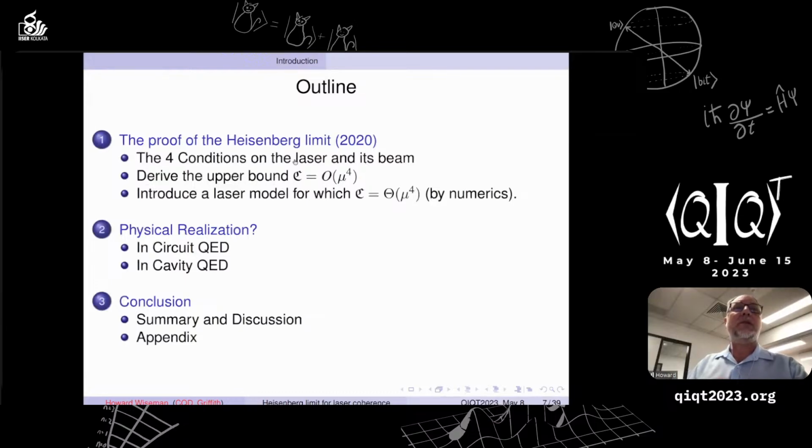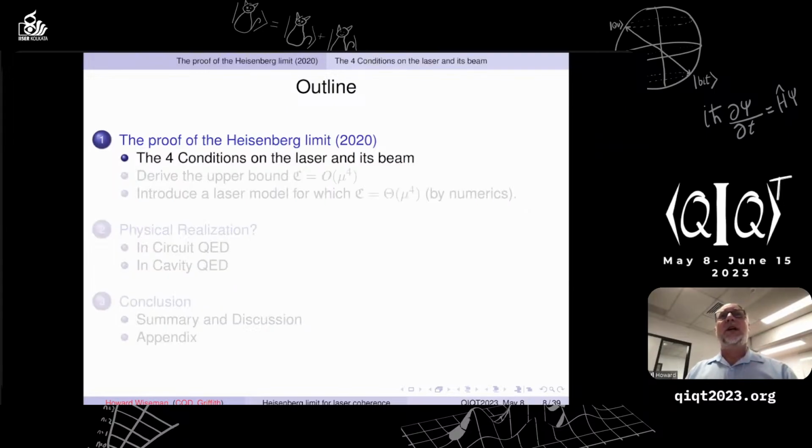But I'm going to begin by going through in a little bit more detail what was in that paper, because it's still necessary to really understand some more of that before we get into the topic of superradiant lasers. So basically I'll start with that. Then I'll talk about physical realizations in general, and the superradiant lasers will come up in the second one of those, and then I'll complete.